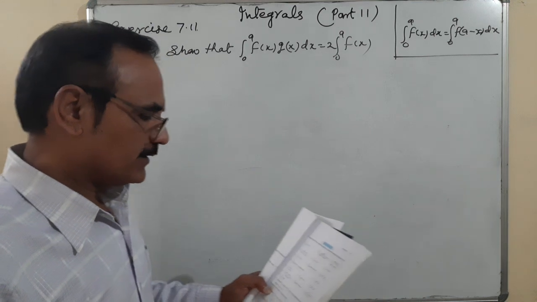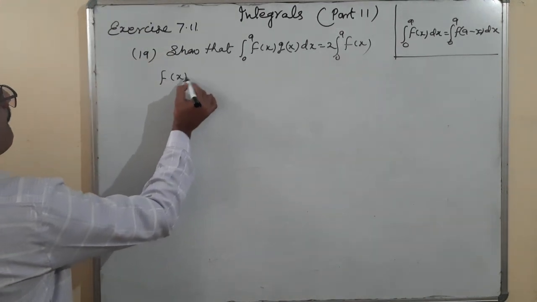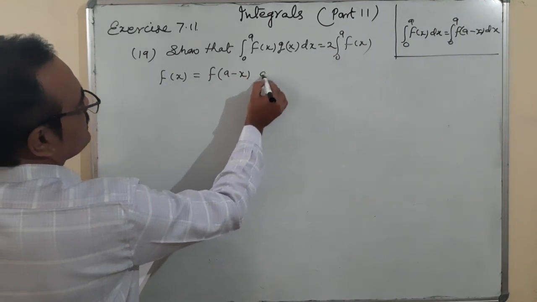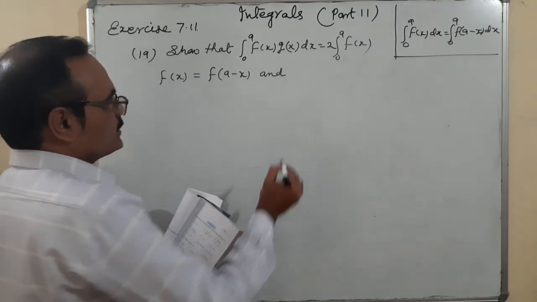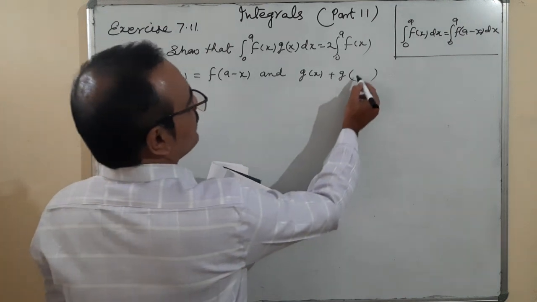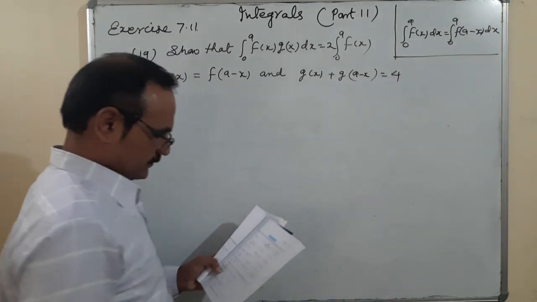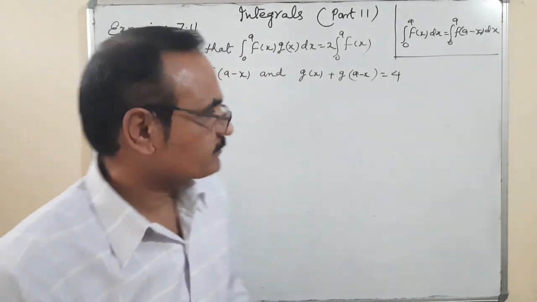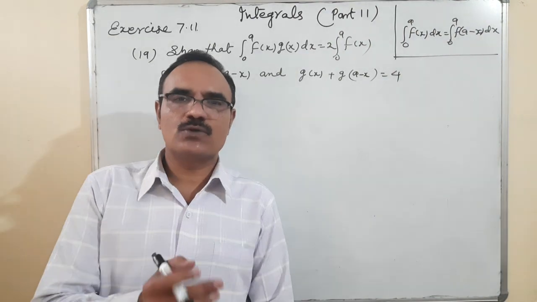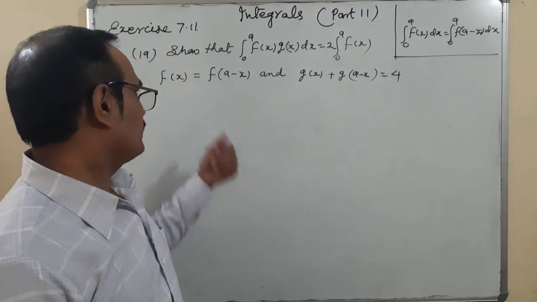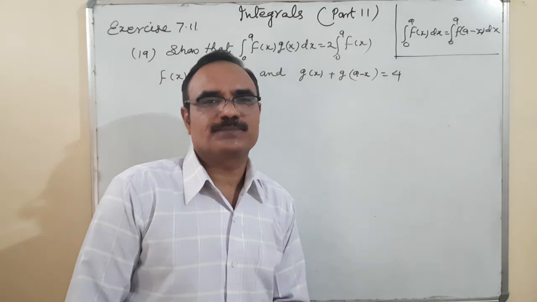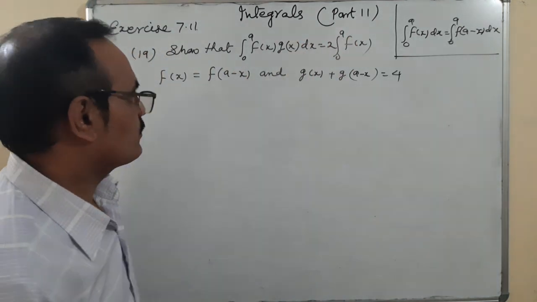If f and g are defined such that f of x is equal to f of a minus x, and g of x plus g of a minus x is equal to 4. It's a very interesting question. Show that the integral from 0 to a of f of x into g of x dx is equal to 2 times the integral from 0 to a of f of x dx. Condition given: f of x is equal to f of a minus x and g of x plus g of a minus x is equal to 4. So how to prove this is equal to this? How to show?